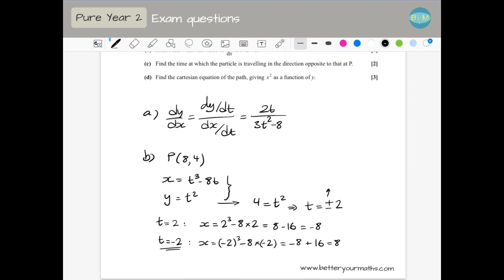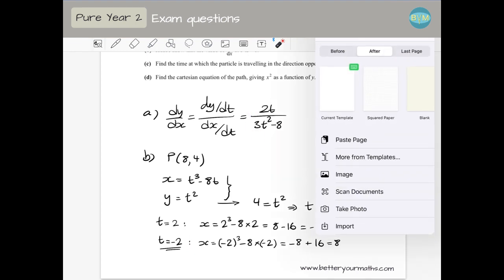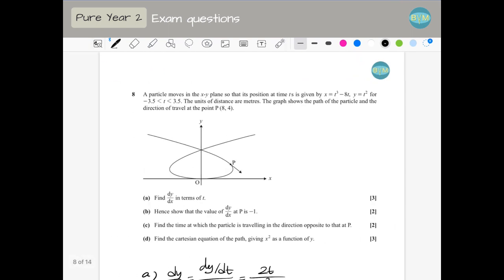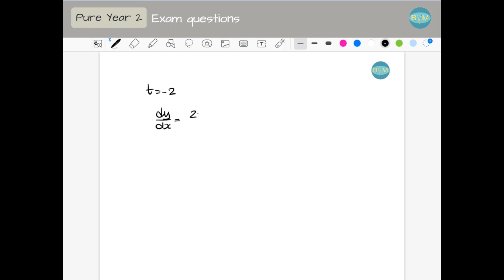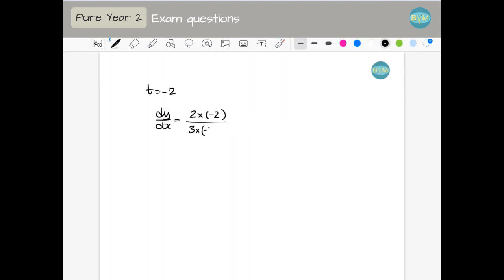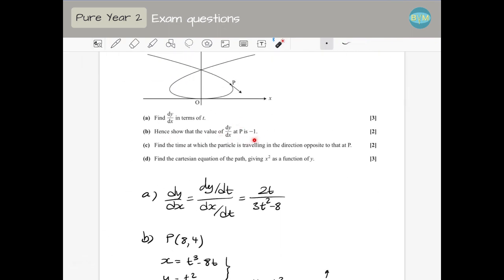When t is minus 2, dy by dx is equal to 2 times t divided by 3t squared minus 8, using the expression that we found. This is minus 4 divided by 12 minus 8, which is 4. So this is minus 1. Yeah, and that's what we had to find. That's what it says here. So that is minus 1.